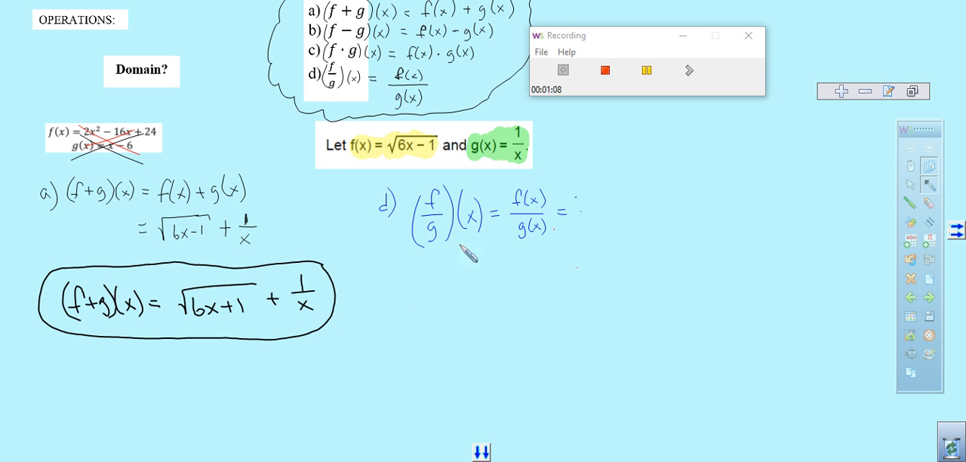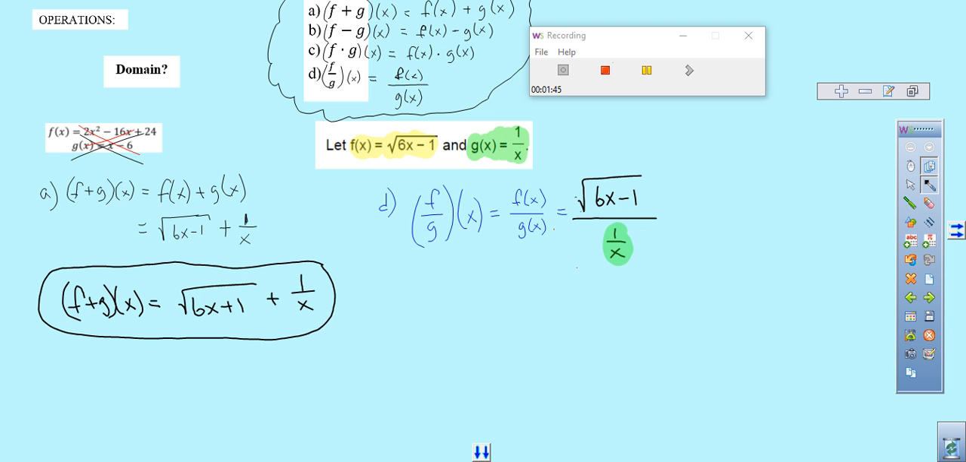Now this guy right here, remember the division, that means we're going to do f of x over g of x. So let's plug it in like we know. We take our f of x, which is the square root of 6x minus 1, and put it on top. And on the bottom, we put our g of x, which is 1 over x. But you see, that's bad juju. You can't do that. You can't have a fraction inside of a fraction.